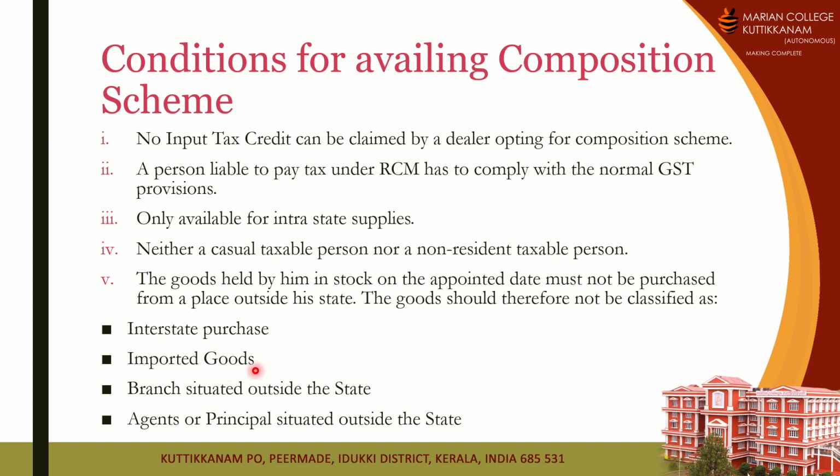It should not be imported goods, that is, it should not be from another country. The goods should not come from a branch of the business which is situated outside the state, and also should not be supplied by any agents or principals situated outside the state. So in a nutshell we can summarize that the goods held by the person should not come from another state. That means it should be only intra-state supplies.